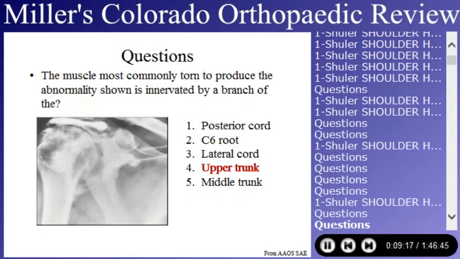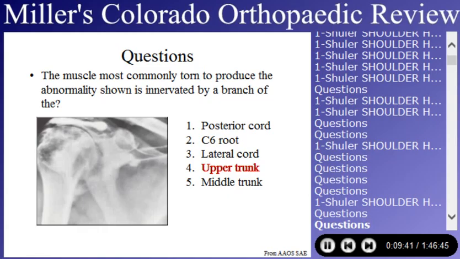One of the things they also like to do is test you on things you haven't seen during your residency. This is an arthrogram showing a rotator cuff tear, where you have extravasation outside the rotator cuff and the shoulder capsule. What is the most commonly torn muscle in rotator cuff pathology? Answer? Supraspinatus. Innervated by a branch of what? Look at your diagram. So we know it's the suprascapular nerve, from what?